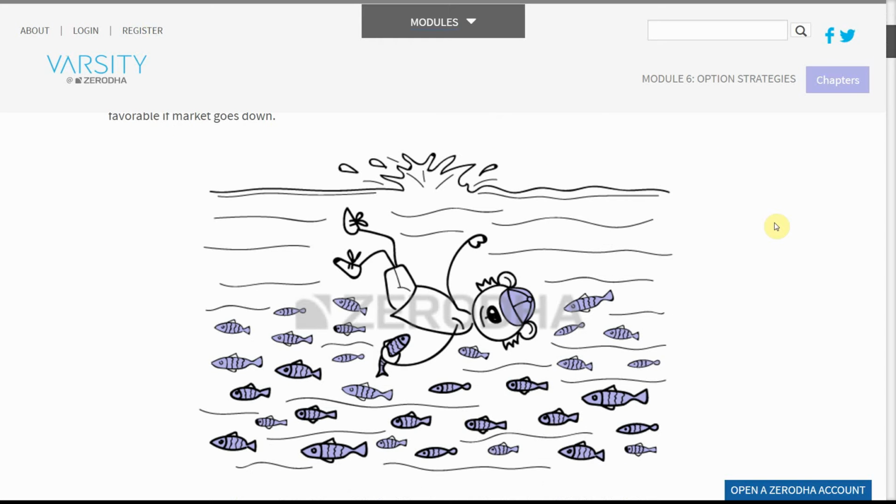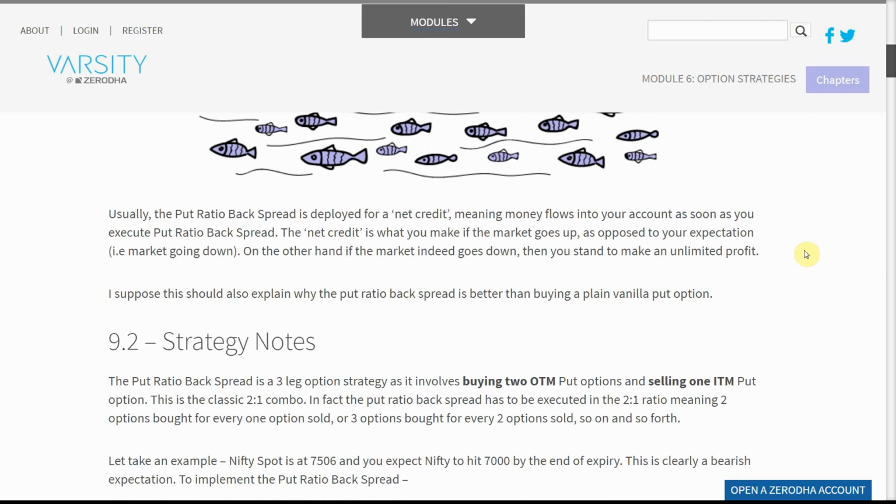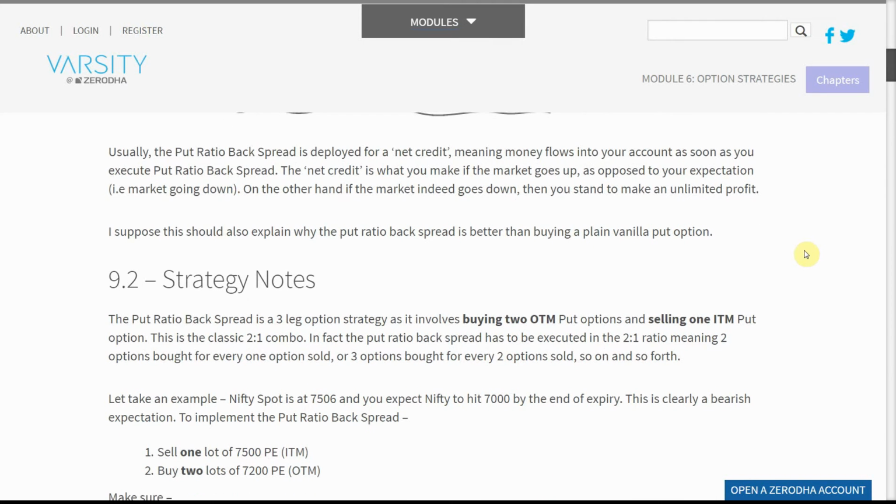Usually, the put ratio back spread is deployed for a net credit, meaning money flows into your account as soon as you execute put ratio back spread. The net credit is what you make if the market goes up, as opposed to your expectation, i.e. market going down. On the other hand, if the market indeed goes down, then you stand to make an unlimited profit. I suppose this should also explain why the put ratio back spread is better than buying a plain vanilla put option.